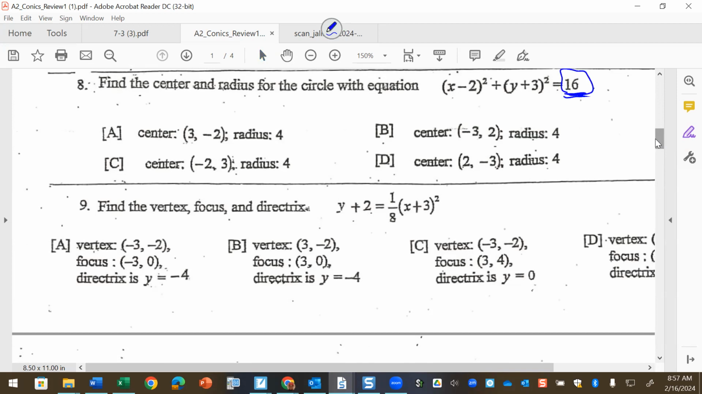If that's R squared, then what's R? 4. Oh, that didn't help us, did it? Yeah, they're all 4. We're showing off now. Okay, but how about the center? What's H? +2. That's gone. Oh, done. Don't even need K, do we? Okay.